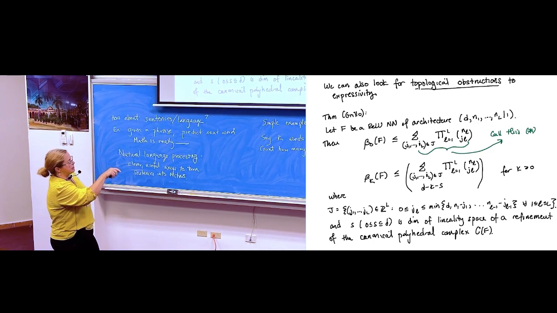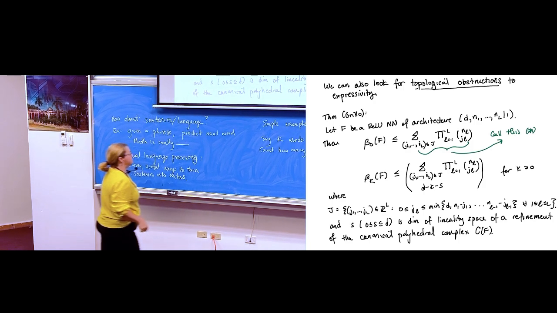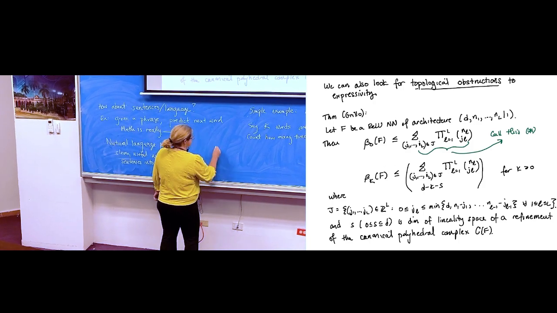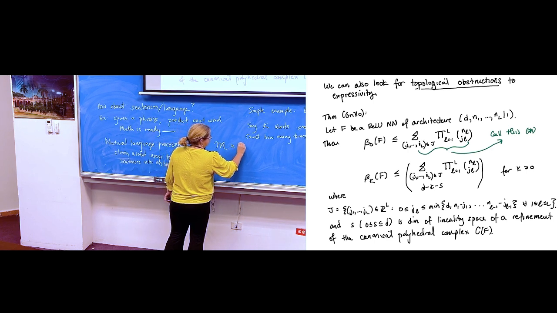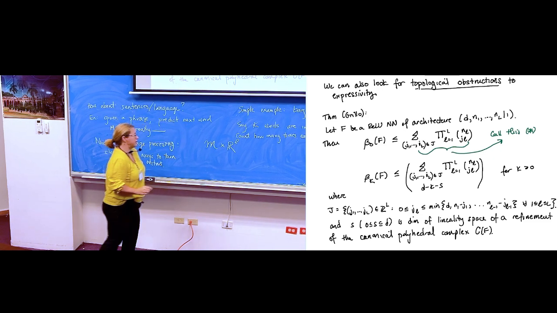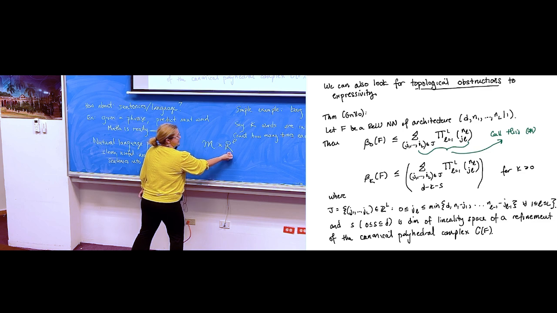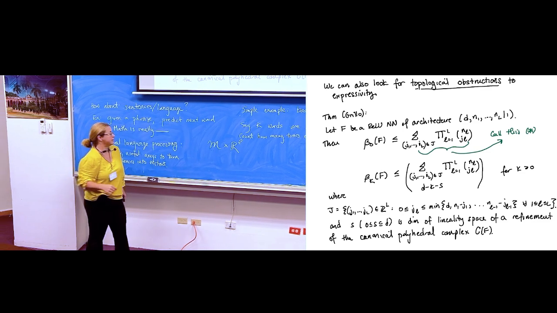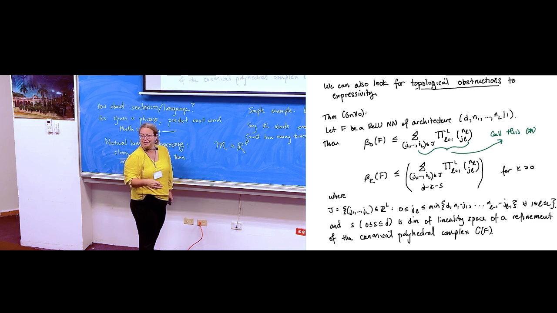So you remember the canonical polyhedral complex? If your complex looks like some other complex cross R to the L, so it's a lower dimensional complex cross unbounded dimensions, then L is called the dimension of the lineality space. It's the unbounded directions.